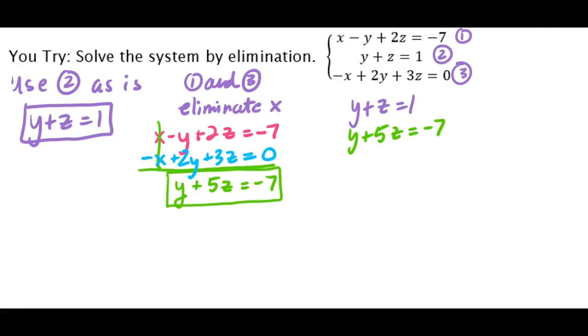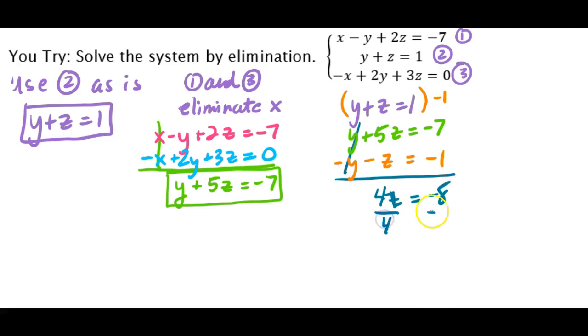So what I'm going to do is multiply the top equation by negative 1. It really doesn't matter which one you choose to multiply. So this is going to turn into negative y minus z equals negative 1. And now I can add these two things together. So the y's cancel, and I would have 4z equals negative 8. Divide both sides by 4, and I get z equals negative 2.